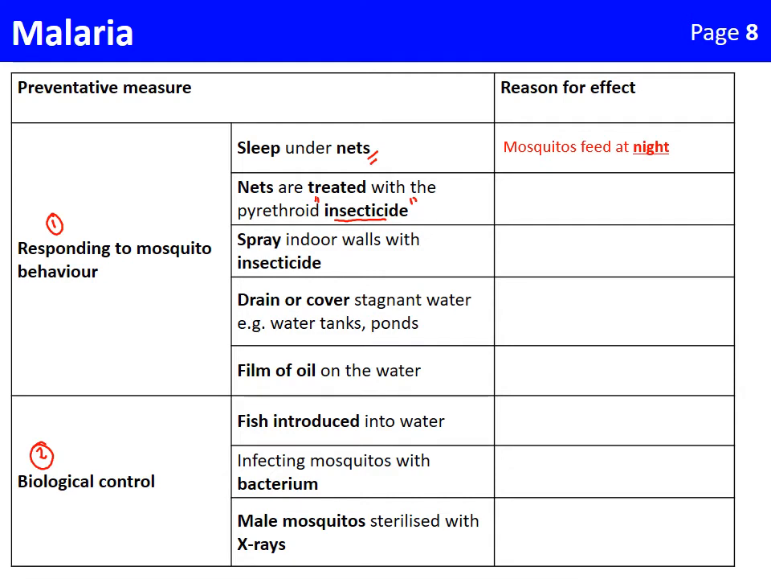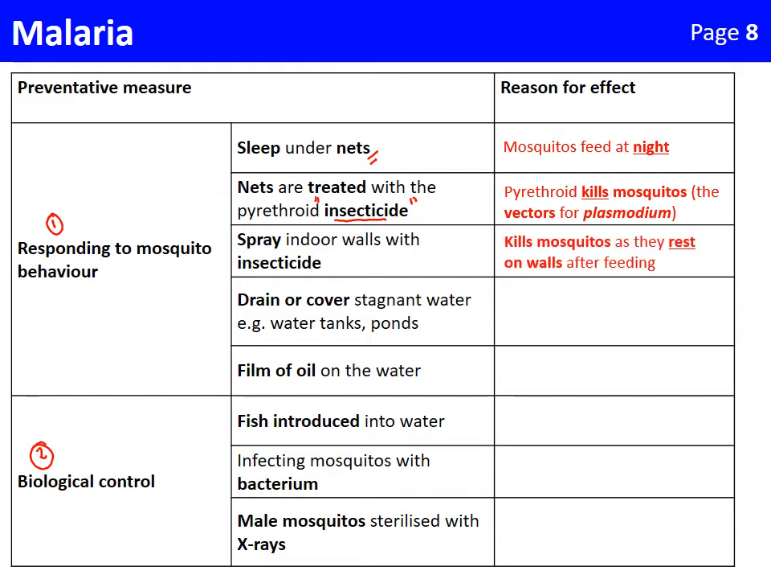Now we know mosquitoes are insects. They actually belong to the arthropod phylum of animal. So this pyrethroid will actually kill the female mosquito, and if she's a carrier of the Plasmodium, then obviously the Plasmodium is not going to be transmitted to another human. Now you might want to spray indoor walls with the insecticide as well, because after a feed the female mosquitoes tend to rest on the walls, so here they'll be subjected to the presence of insecticide as well.